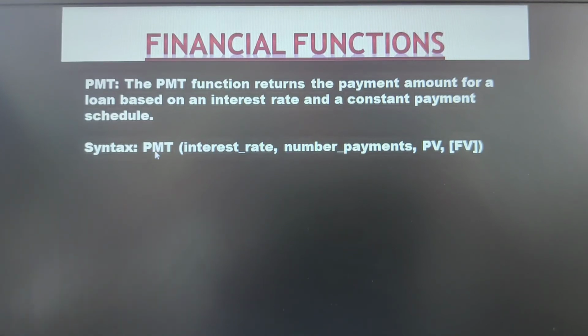So PMT is nothing but the payment amount that you have to make every month to the bank. It's a constant payment depending upon the rate of interest, the number of payments, and the present value, that is, how much loan you have taken. That is all about the PMT function.